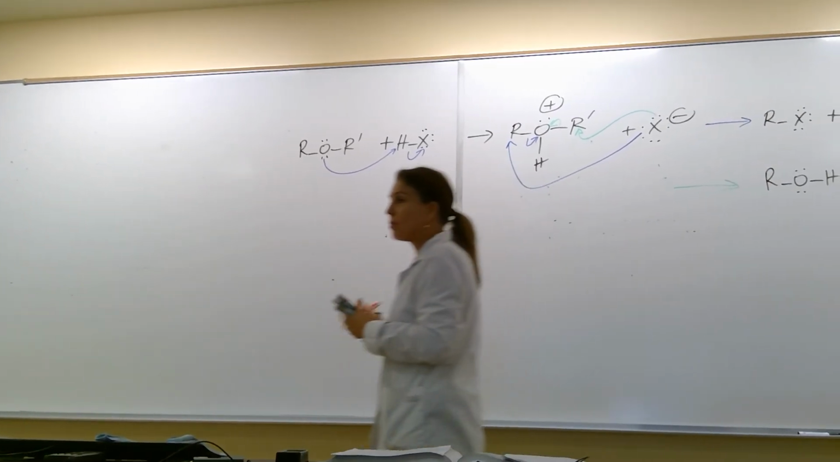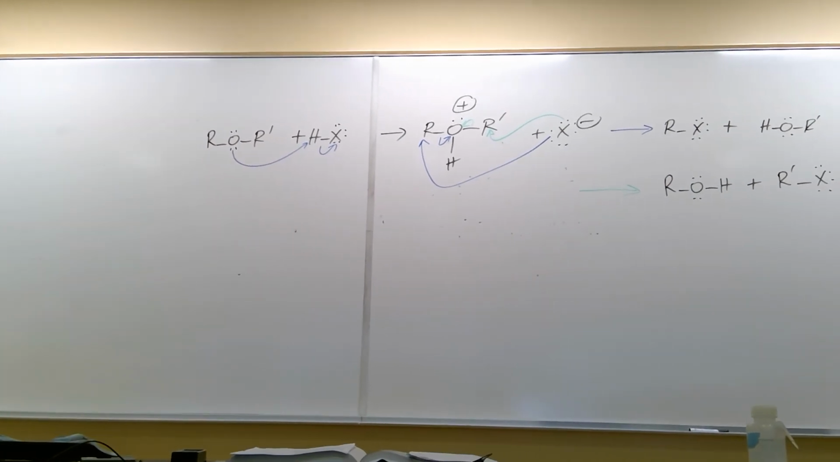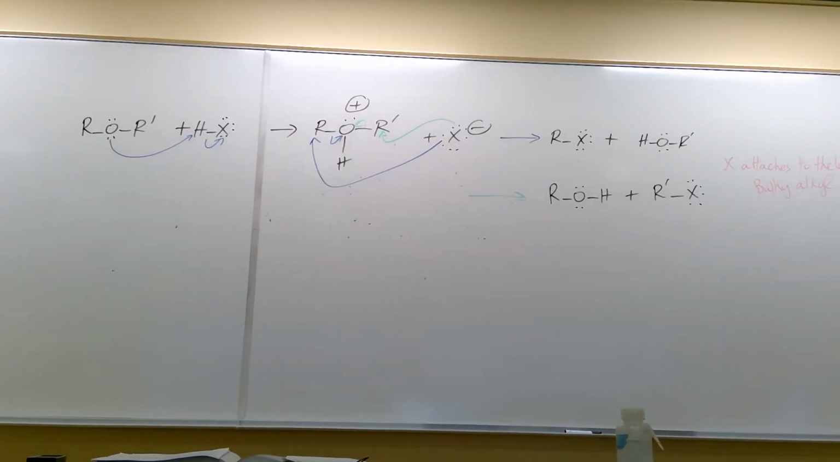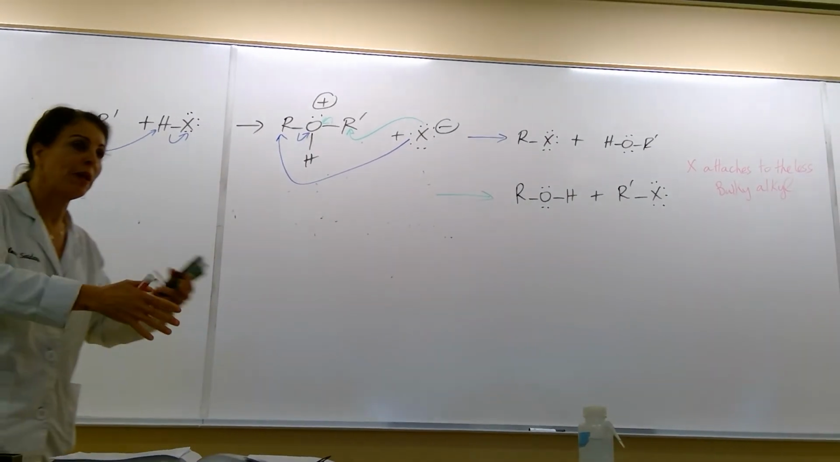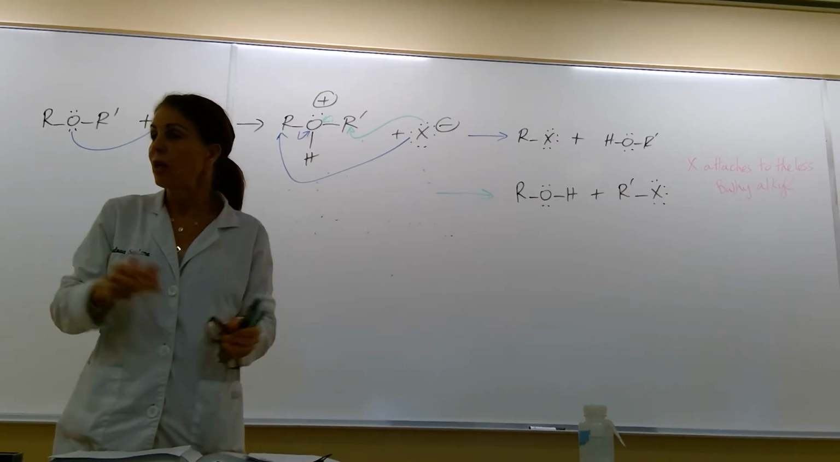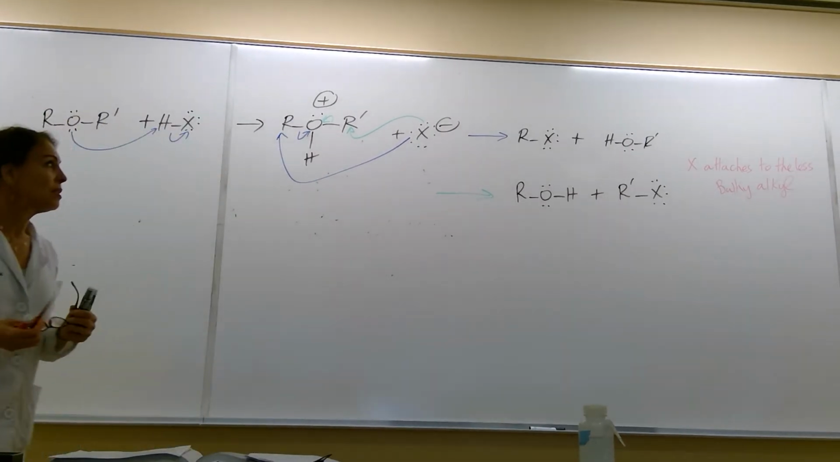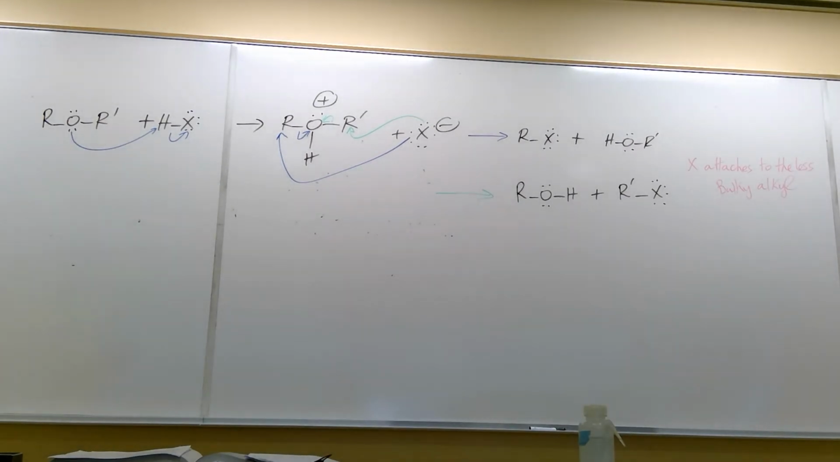Okay? So the one that's really small, less bulky, that's where the halogen goes. Makes sense, doesn't it? It's really a matter of, do I have room to make my way there? If I don't, then I'm not going to attach. Okay, so this is using what? We use the Bronsted acid.